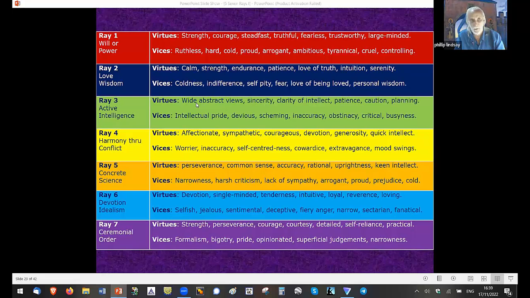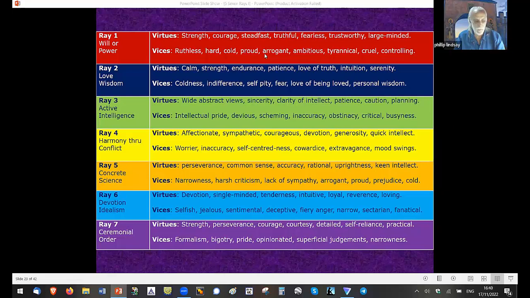Virtues: strength, courage, steadfast, truth, fearless, trustworthy, large-minded. Vices: ruthless, hard, cold, proud, arrogant, ambitious, tyrannical, cruel, controlling. Now, in some of these keywords, we can see astrological signs, can we not? Leo and Capricorn come to mind, for instance. Strength and courage of Leo, but also the arrogance of Leo, or the ambition of Capricorn, which is the first ray sign.